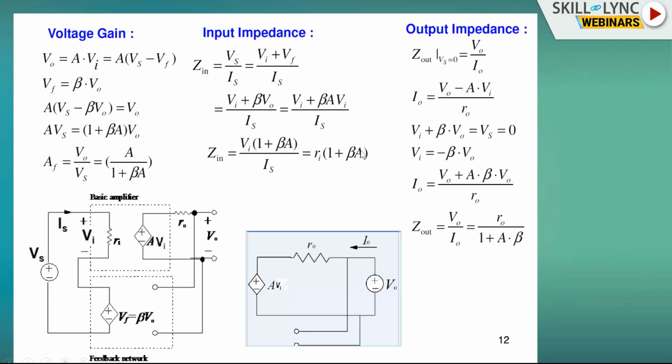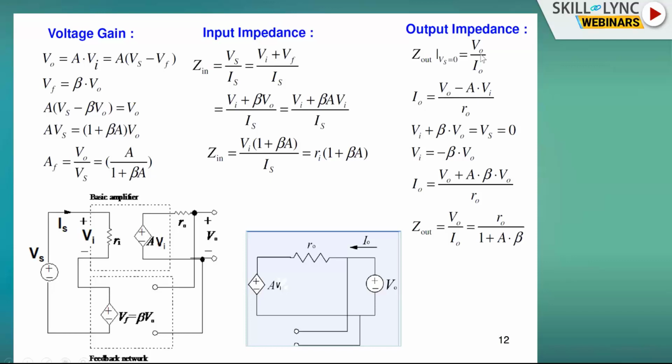Now Ri is the input impedance of the open loop amplifier. Zin is the input impedance of the closed loop amplifier. So that is the difference between the both. What we are seeing here is Zin increases by a factor of 1 plus beta A. This is desirable because the input impedance should be high to avoid loading effect. Therefore, Zin is equal to Ri into 1 plus beta A, which says that Ri is amplified by a factor of 1 plus beta A.